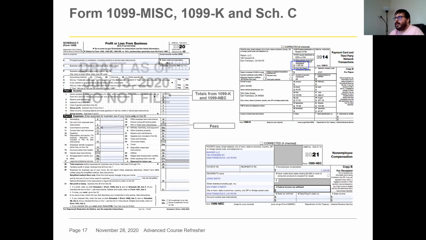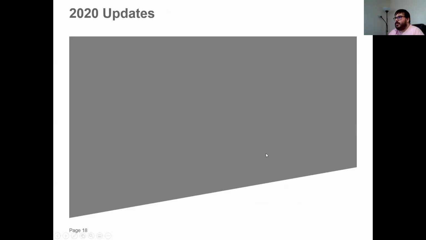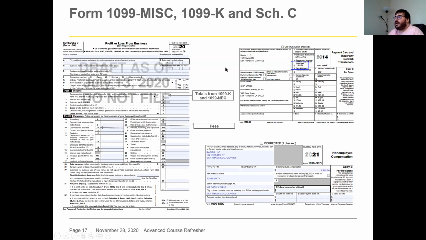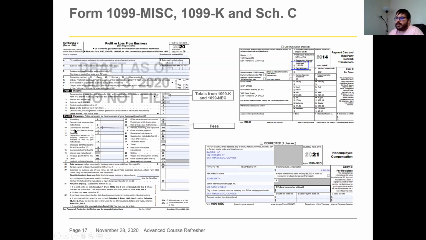All right. And this is just an example of where things would go. This is just the Schedule C for 2020. You would report the totals from your 1099-K and 1099-NEC, or basically the sum of these two amounts as an example. You would report them on line 1 as gross receipts or sales on the Schedule C, and then any fees that are in this section, you could put on this commissions and fees line.